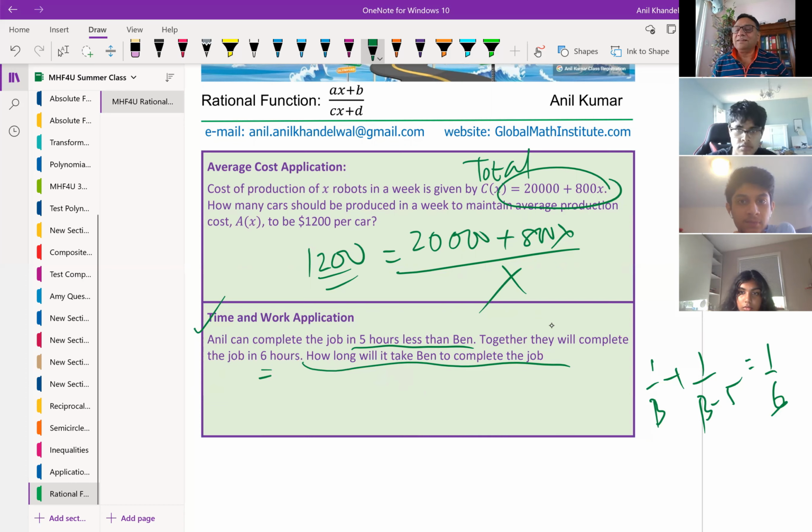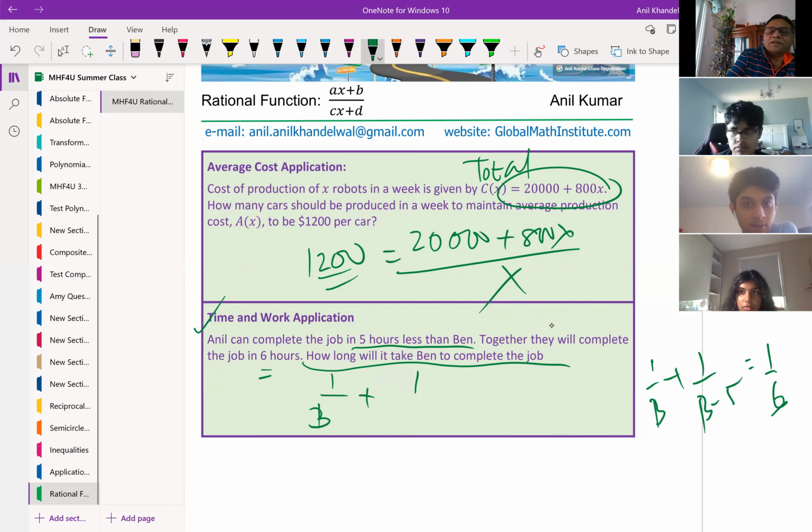And that 1/6 of the job, out of that, how much will Ben do? Ben's speed is B. He will do 1 over B. Anil's speed is B minus 5. Anil will do 1 over B minus 5. We'll add these two equal to 1 over 6. Get our equation. You get the idea now?